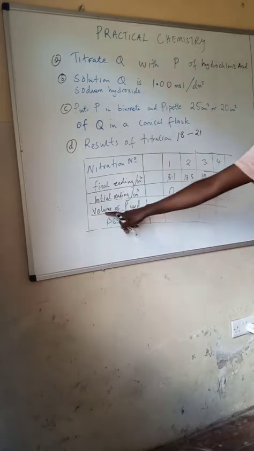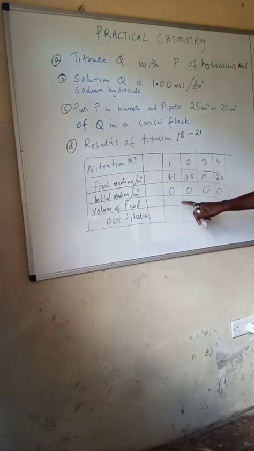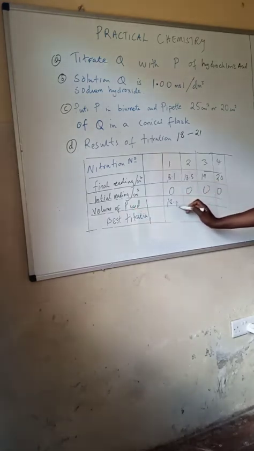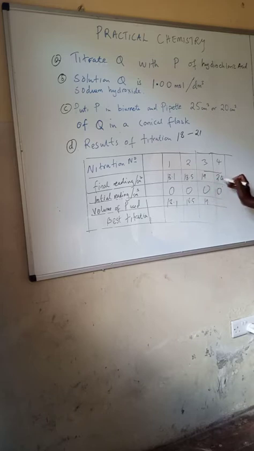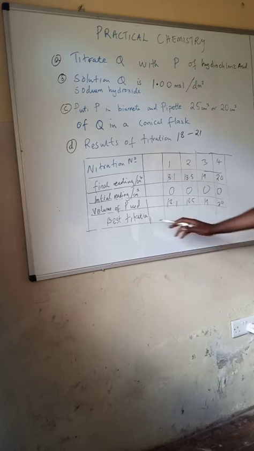So when we are saying volume of P used, it is 18.1 minus 0. So here it will be 18.1. 18.1 minus 0 again here. It will be 18.5. 19 minus 0, it is 19. 20 minus 0, it is 20. This is how you fill this table.